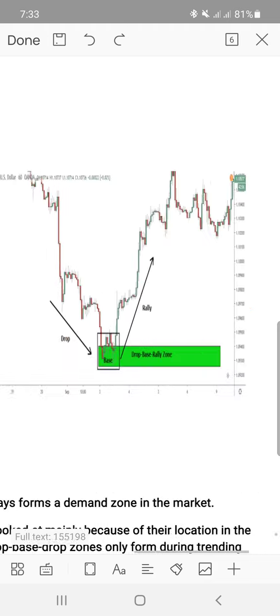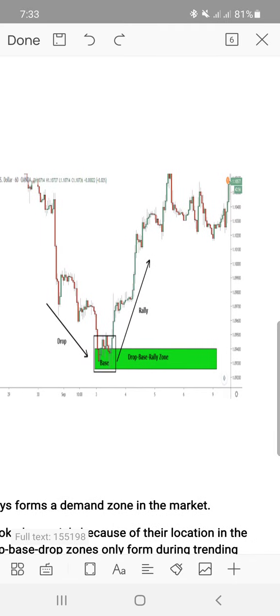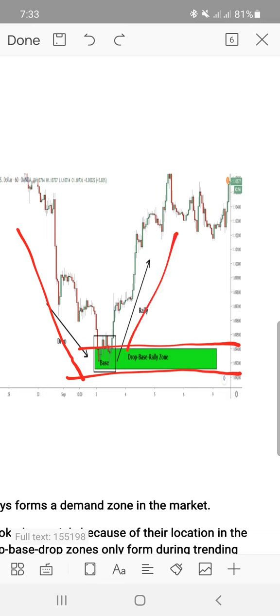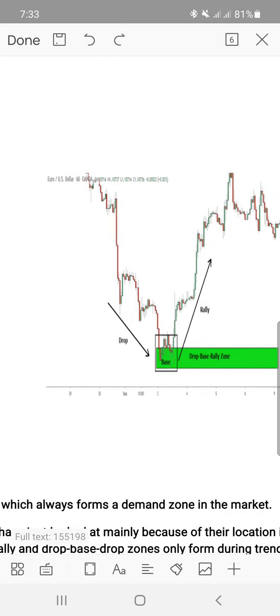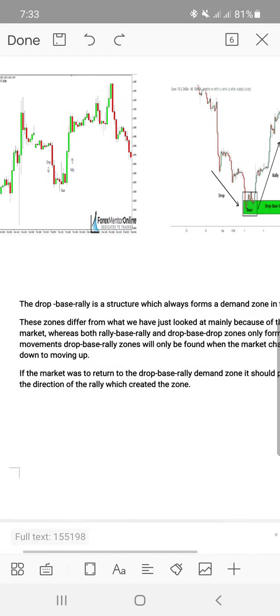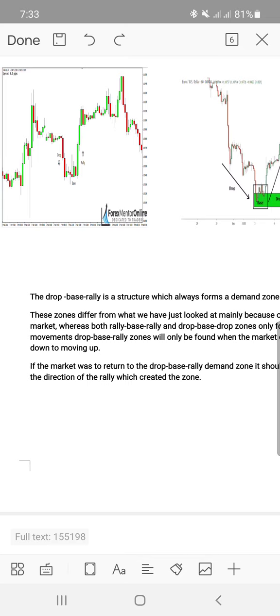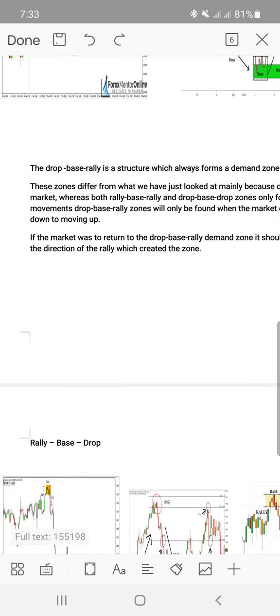Then the next example, this is another diagram to help you understand better. Remember, see, it dropped, right? Then it formed the base, which is our drop base rally zone, which is the demand zone. Look at this diagram, it has already been marked as our zone, right? And rally. So like I said, once it comes back to this zone again, you place your pending orders and you buy. So you see how easy using this demand and supply is to make trades, right? The drop base rally only forms a demand zone, it cannot form a supply zone, right?